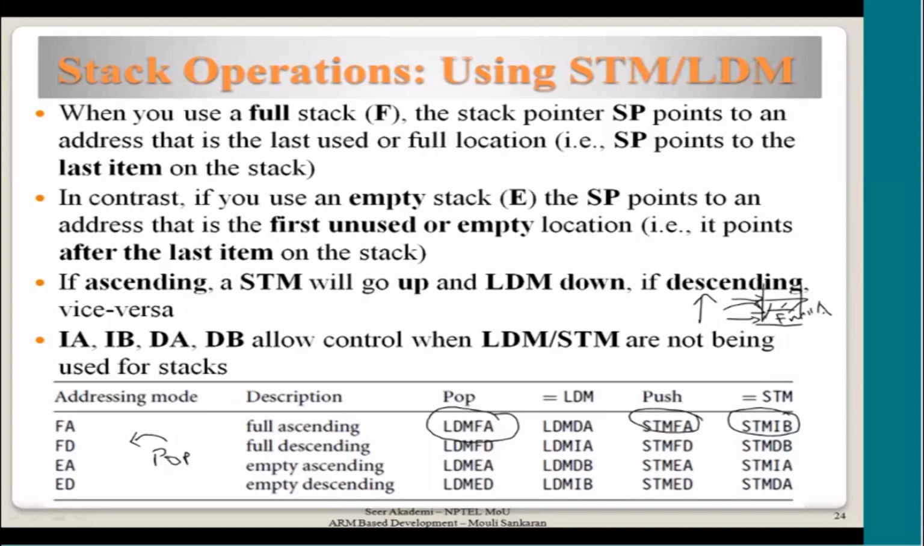Similarly, IB is replaced with a common name in STM and LDM. Why is a common acronym given to you? You don't have to worry about whether you have to use IB or IA. Okay, this will be simple. If you say LDM FA, you have to use STM FA. If your stack is implemented as full ascending, you should always use LDM FA and STM FA together, or you could use any other matching combination of stack operations.